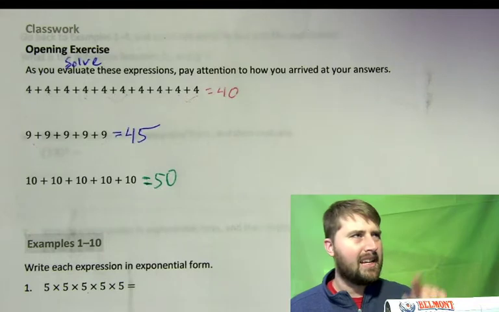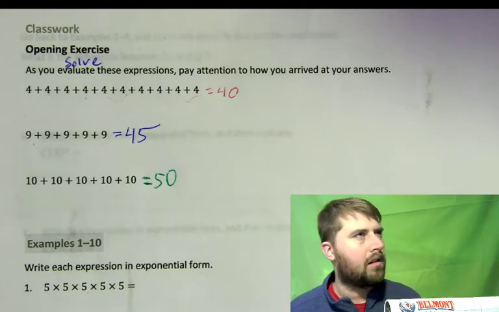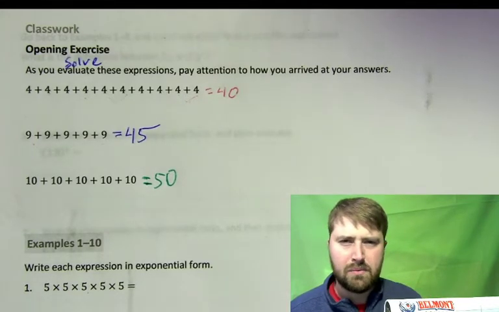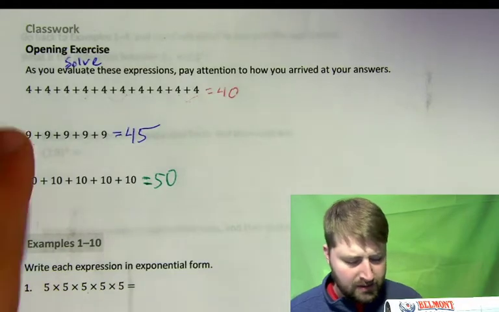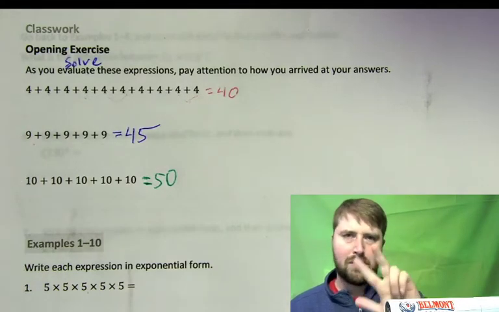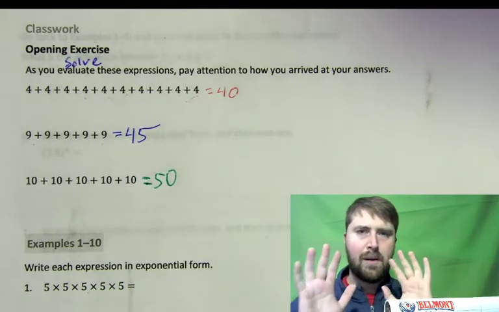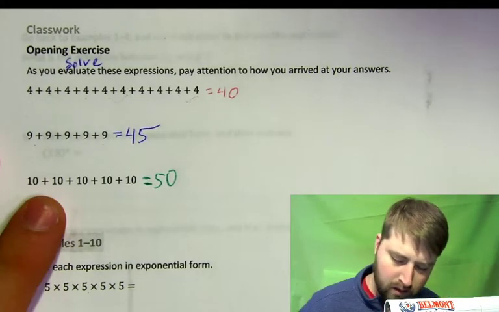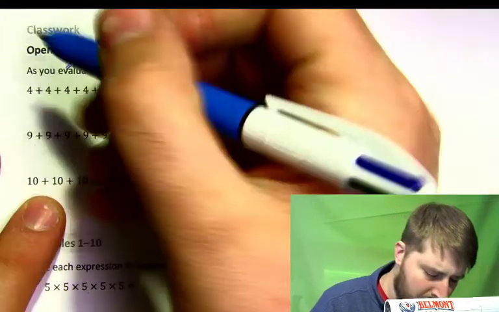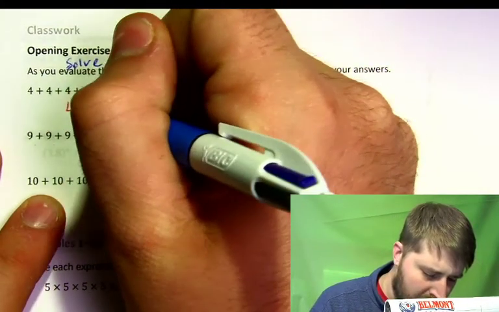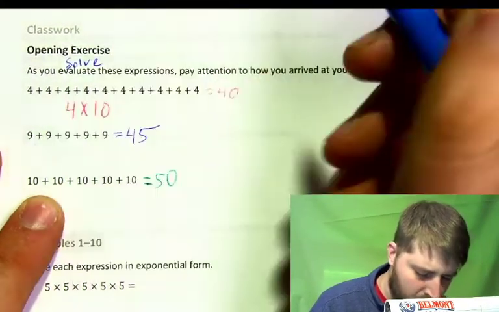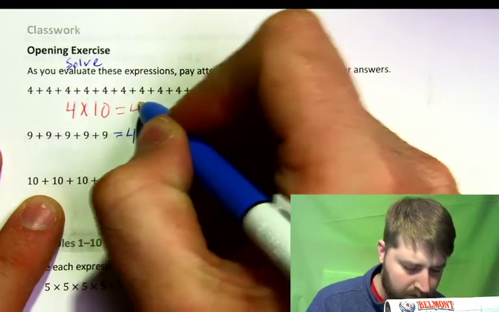If we add the same number multiple times, we could write that as multiplication, right? So instead of adding 4 plus 4 plus 4 plus 4 plus 4 plus 4 plus 4 plus 4 plus 4 plus 4, that was 10 fours, we could just go ahead here and multiply 4 times 10. And 4 times 10 is 40.